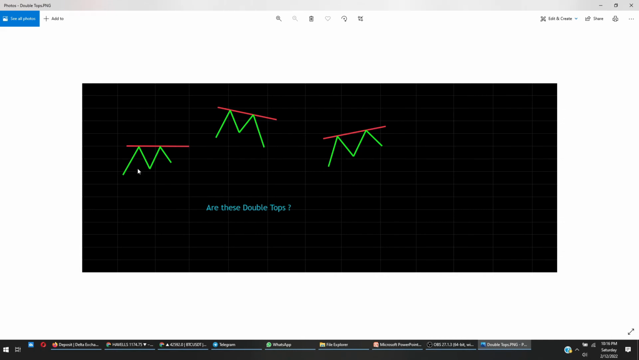And double tops need not always be in sync like this. So this is very much a double top. This is also very much a double top. And this is also very much a double top. Now, there's a purpose why I mentioned this. There's a purpose why I showed you this diagram first before moving on to the charts.